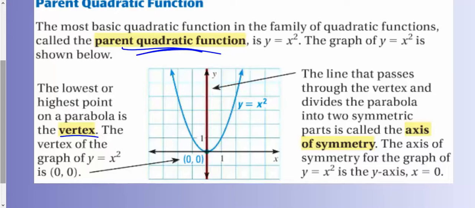And this invisible line here that the graph is symmetrical about is called the axis of symmetry. And we're going to figure out later on how to figure out where that line is if b is not equal to 0. If b equals 0, it's always going to be on the y-axis.